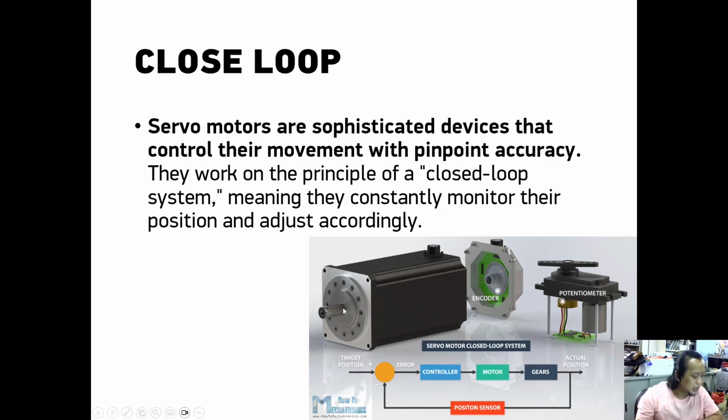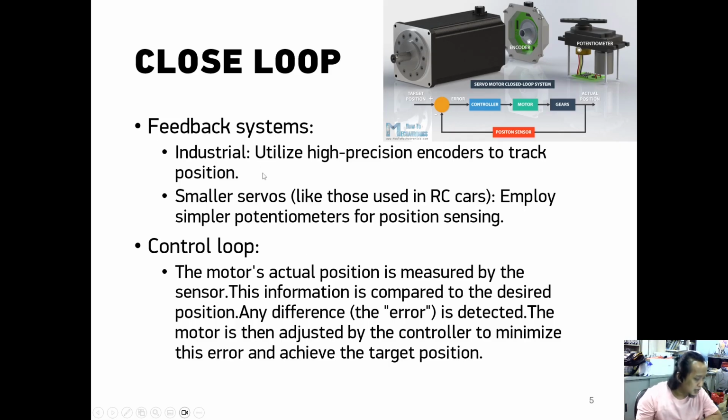As you can see, this is the industrial servo motor with this one encoder, and this is the generic servo motor. And the sensor we have here is a potentiometer. So the position sensor in here can be an encoder for industrial motors or a potentiometer in the generic or hobby servo motors. As I mentioned before, for the industrial, we utilize high precision encoders to track position, and for RC cars, something like that, we employ only a potentiometer.